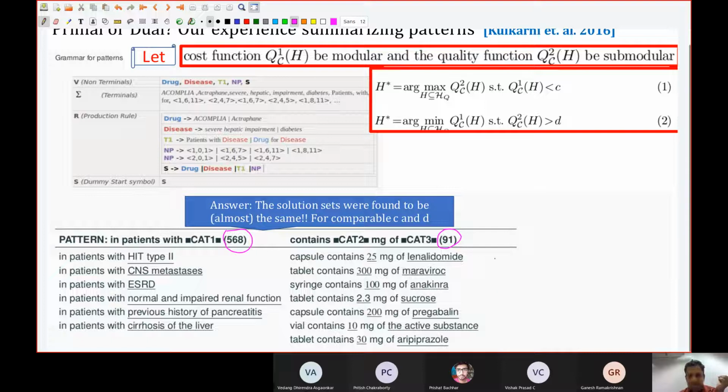And all these are instances, right? And what we found is that the solution sets are almost the same. So this is a non-trivial problem, it's not some toy problem. It's a very complex problem. If the Cs and Ds are compatible, then you find that the solution sets are nearly the same. Nearly is actually pretty much, I would say, the same.